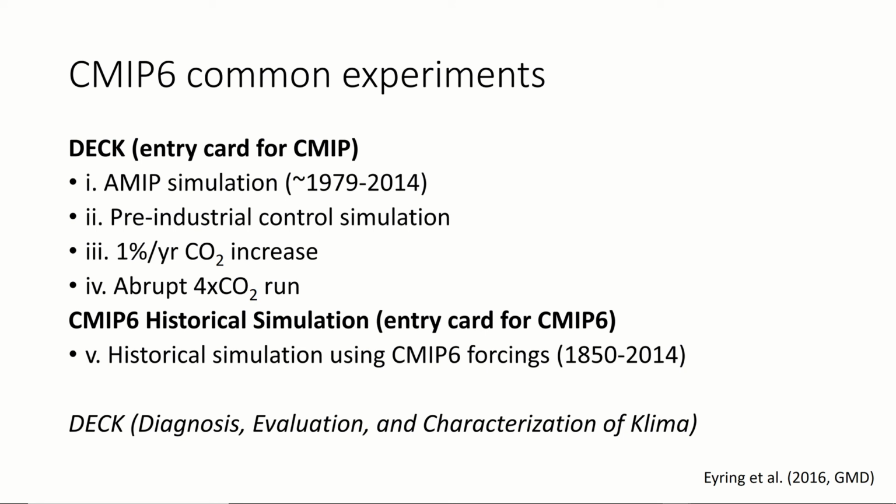So what are the CMIP6 common experiments? To qualify, the entry card to join the CMIP is that you have to perform some standard experiments, like the atmospheric MIP simulation, a pre-industrial control simulation, a 1% per year CO2 increase, and an abrupt CO2 run. So these are the basic experiments to join any of the CMIP phases.